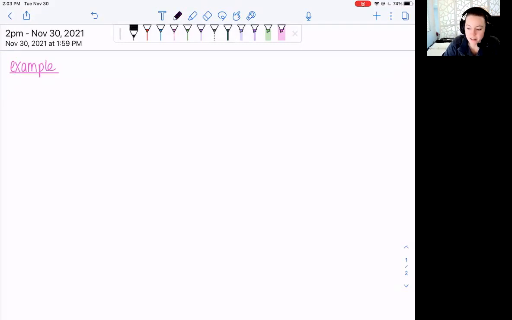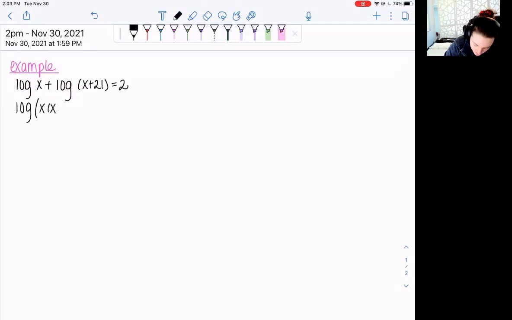Just quickly here, this is a logarithmic equation. So it's log x plus log of x plus 21 is equal to 2. For this one, we combine everything together and then rewrite the logarithm as an exponential. So I'm going to combine these together using multiplication on the inside. So we have x times x plus 21 is equal to 2.